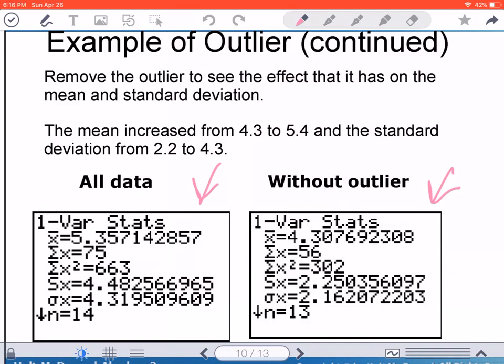Here's what happens. My mean now changes and goes from 5.3 to 4.3. And my standard deviation here goes from 4.3 to 2.16. What's interesting about this is this. When the outlier is eliminated, the mean is actually closer to the median, and the number for the standard deviation is smaller, right? So if the standard deviation is smaller, that means our data values are clustered more about our measures of central tendency, right? The mean, median, and mode.